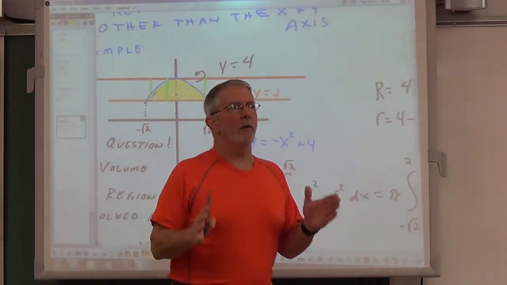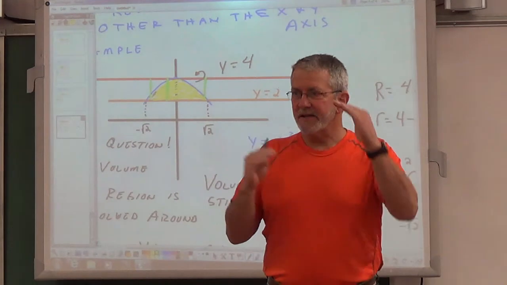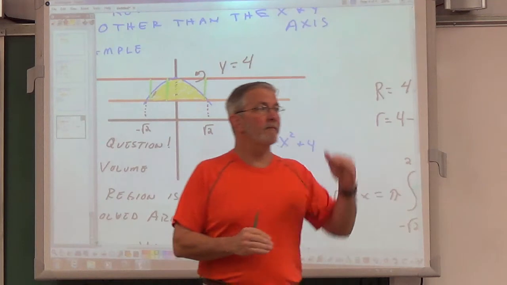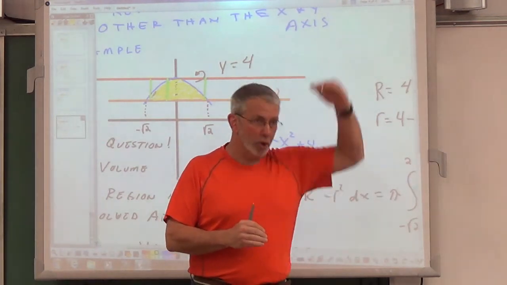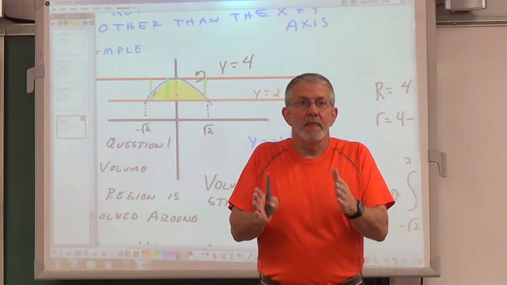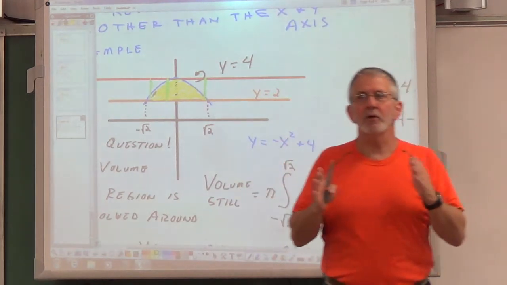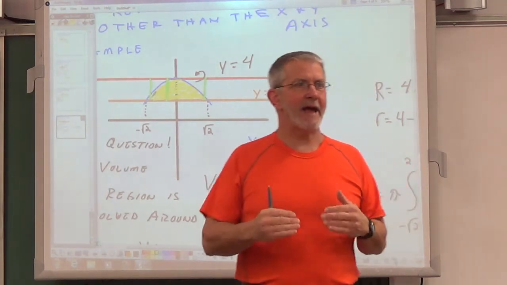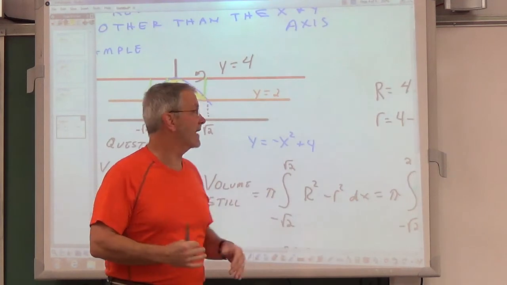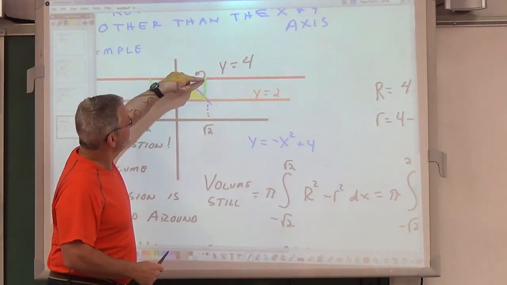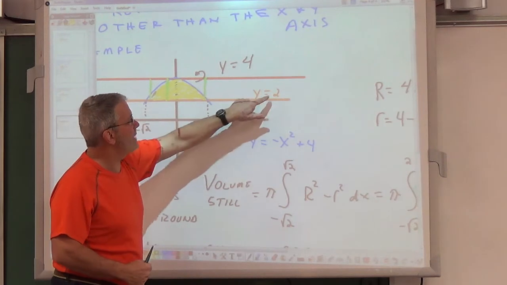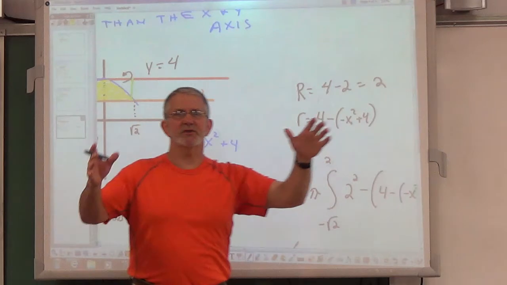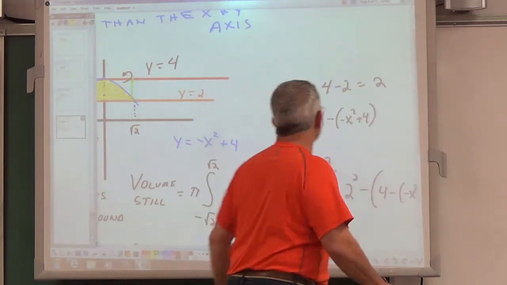And big R and little r, if you're revolving around a horizontal, will always be some vertical distance. And we learned from 2 prior lessons that vertical distance is the top minus the bottom. Top minus bottom. And in this case, the top is 4, the bottom is 2, so big R is 4 minus 2, which just so happens to be 2, and big R never changes.